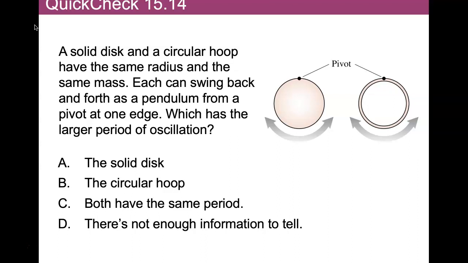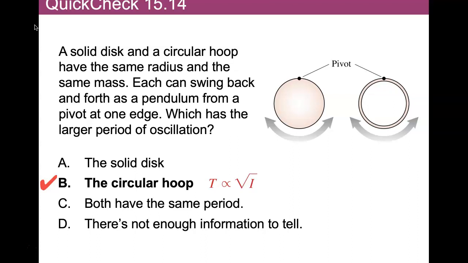And the moment of inertia is a measure of the inertia. So it goes into the denominator for omega, which is how fast it's going to oscillate. And the period is inversely proportional to omega. So if you increase the moment of inertia, you're going to oscillate more slowly and have a larger period. So the one that has a larger moment of inertia must have a larger period, and that's the circular loop.